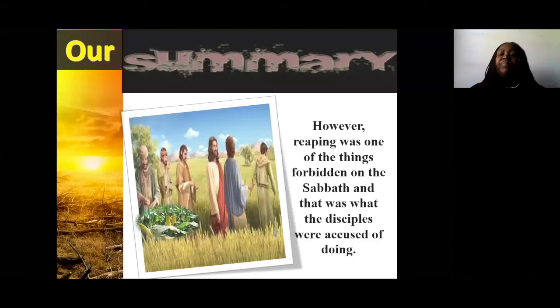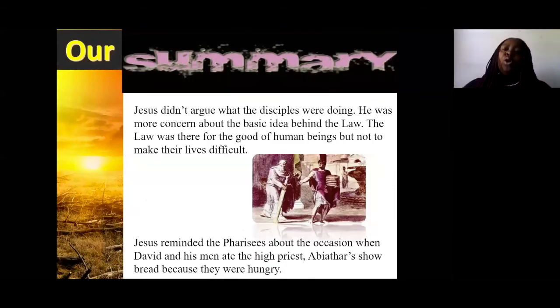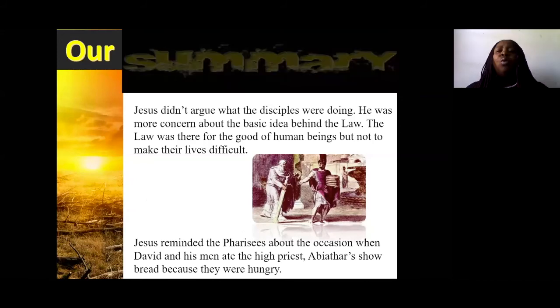Now, I want you to look at the picture. And I want you to see, if you remember when we read our story, Jesus immediately answered the disciples and said to them, look and see what David did. When David went into the temple, David saw the consecrated bread. It was only for the high priest, and the high priest at that time was Abiathar. David ate the showbread that was only for the high priest.